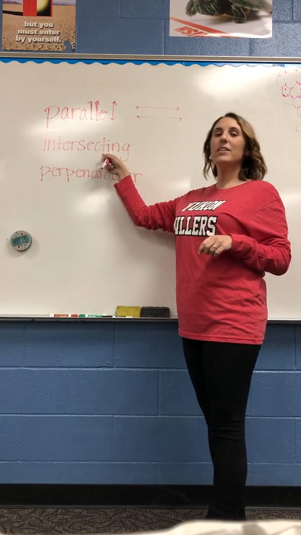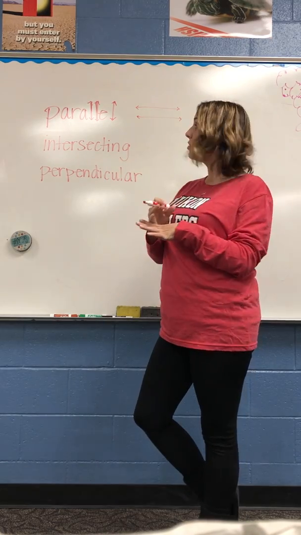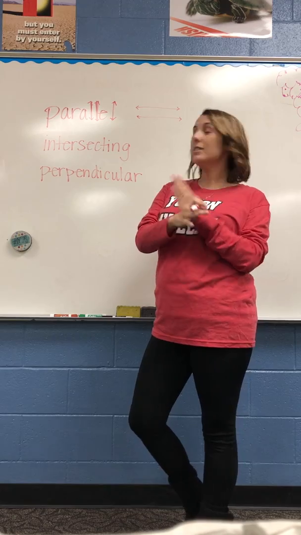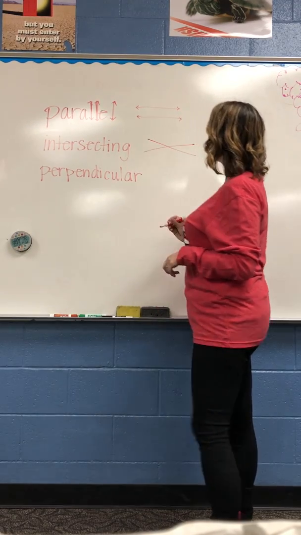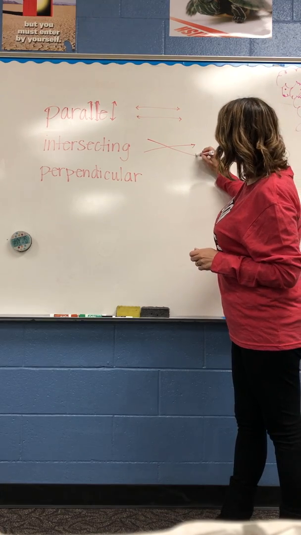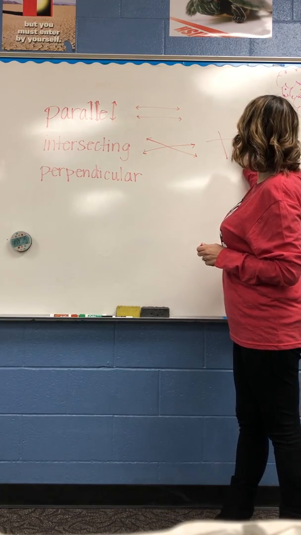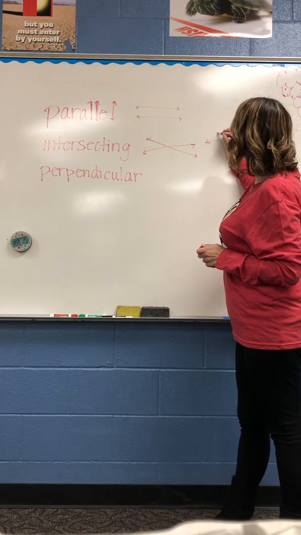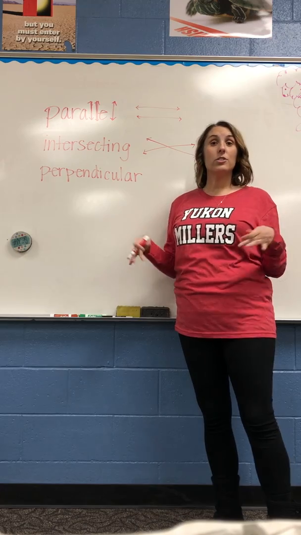All right, intersecting lines. These lines actually do meet. These lines cross each other in some way. They intersect. That's why we call them intersecting lines. So they might look like that. They could look like this. As long as they touch, as long as they cross somehow, some way, they are intersecting lines.